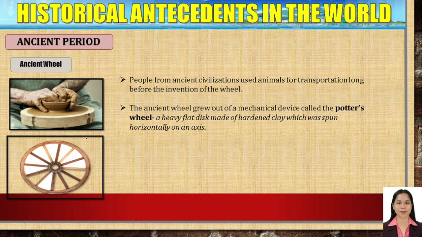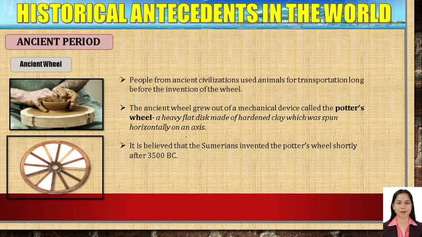The ancient wheel grew out of a mechanical device called the potter's wheel. A potter's wheel is a heavy flat disc made of hardened clay which was spun horizontally on an axis. It is believed that the Sumerians invented the potter's wheel shortly after 3500 BC. The invention of this ancient wheel is often credited to the Sumerians since no other ancient civilization used a similar device at that time. So no one else used that potter's wheel except the Sumerians. That is one of the inventions in the ancient period.